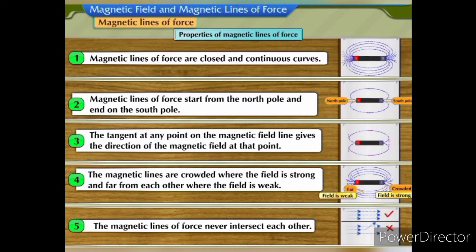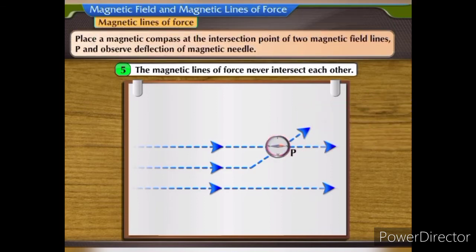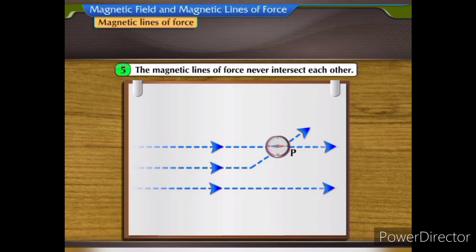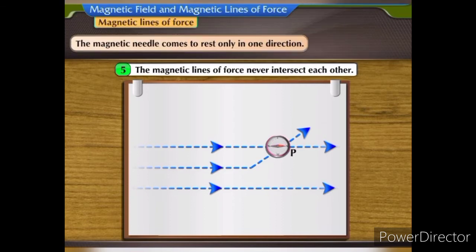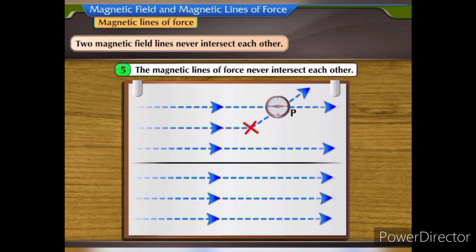Let us understand why two magnetic field lines never intersect each other. Place a magnetic compass at the intersection point P of two magnetic field lines and observe the deflection of the magnetic needle. You will observe that the magnetic needle comes to rest only in one direction. This shows that there cannot be two different directions of the magnetic field at one place. That is, two magnetic field lines never intersect each other.